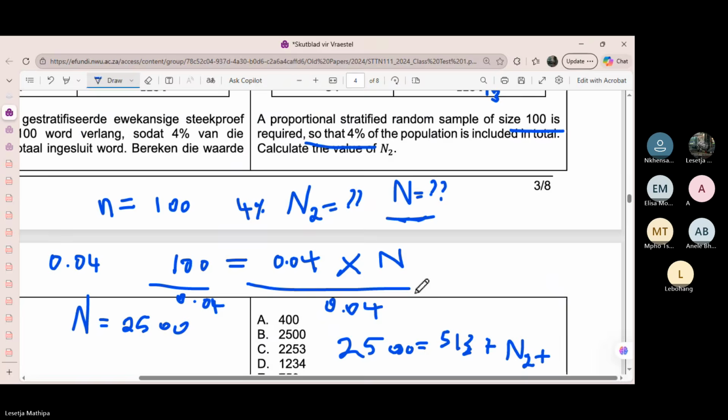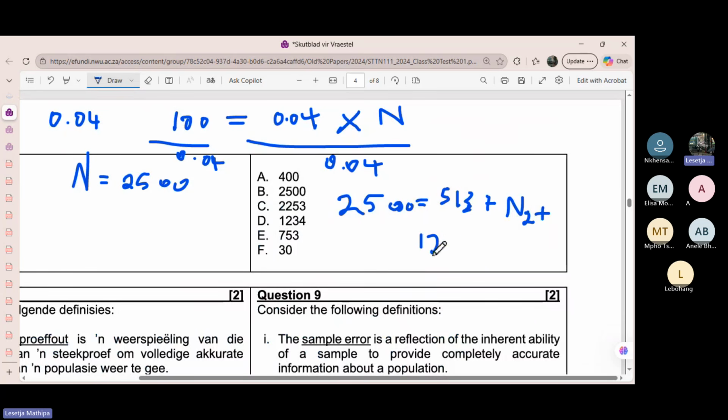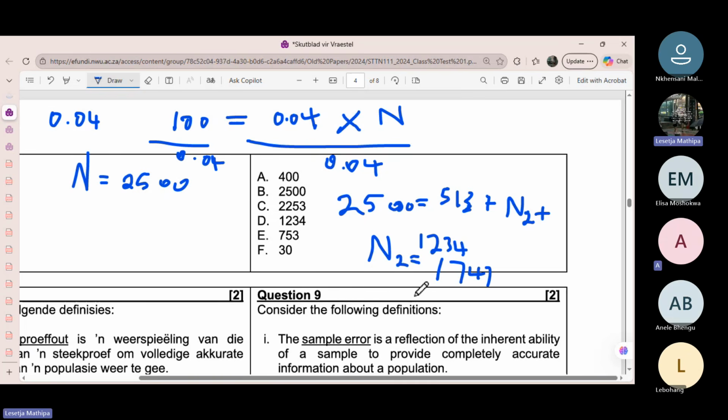N2 plus 1,234. Then what will be the N2? We're going to add 513 with 1,234. What is the total? 513 plus 1,234 is 1,747. Okay, now to get the N2, let me just do it like this, so this is plus N2.